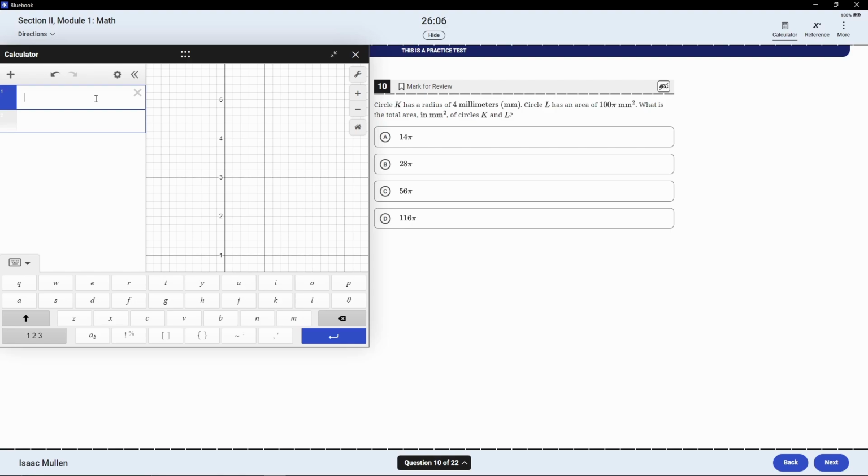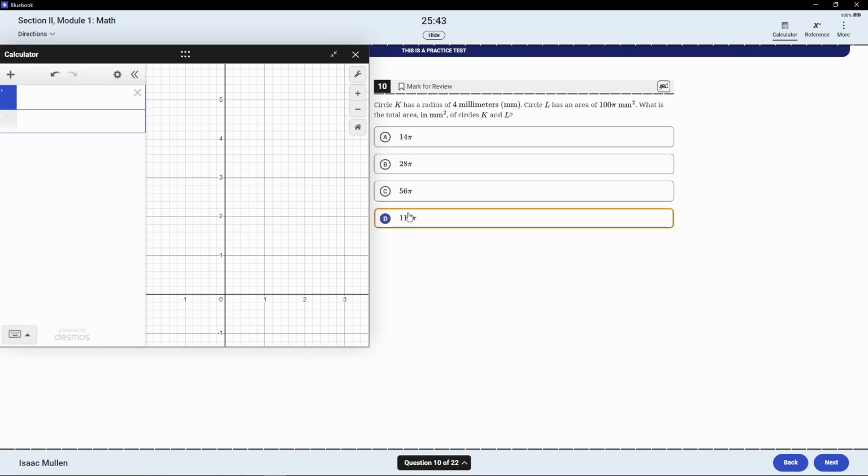Well, if we know that circle L has an area of 100 pi millimeters squared, we know the radius of circle K, but we know that L and K together have to be over 100, right? Because it wouldn't make sense unless circle K had a negative area, which is not how that works. So we know it has to be over 100 here. But we only have one answer that is over 100, so it must be D. We don't even have to do any math here. Simple explanation.